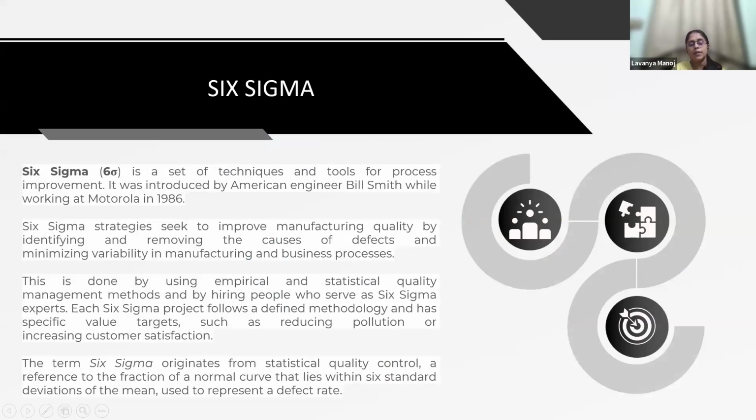Okay, so that's what Six Sigma is all about. It's all about identifying the defects, identifying wherever the defects are happening and minimizing the variability. Variability is sometimes accepted. For example, in a few agile projects, variability is accepted, so you have to keep on adapting to the changes.